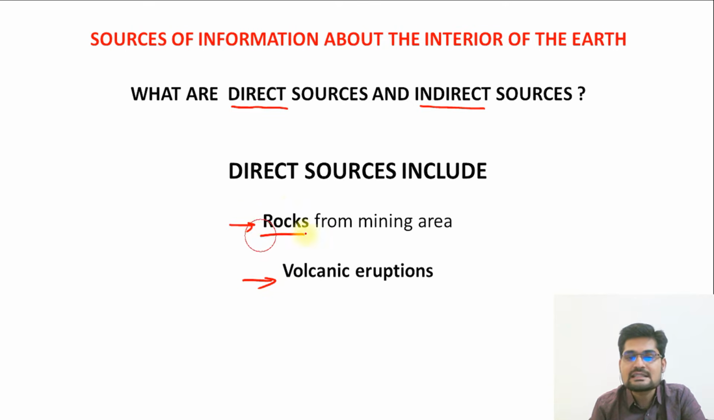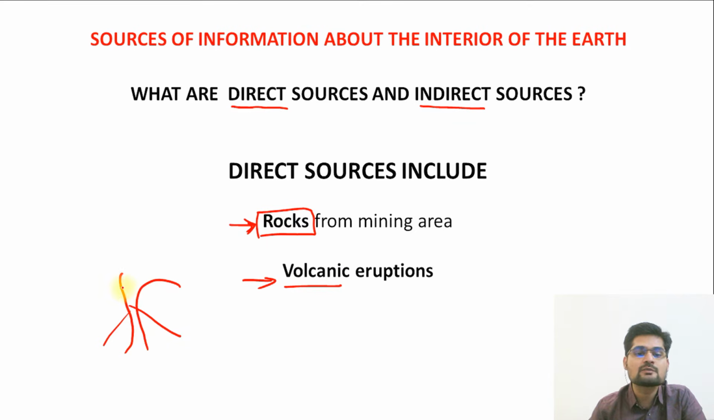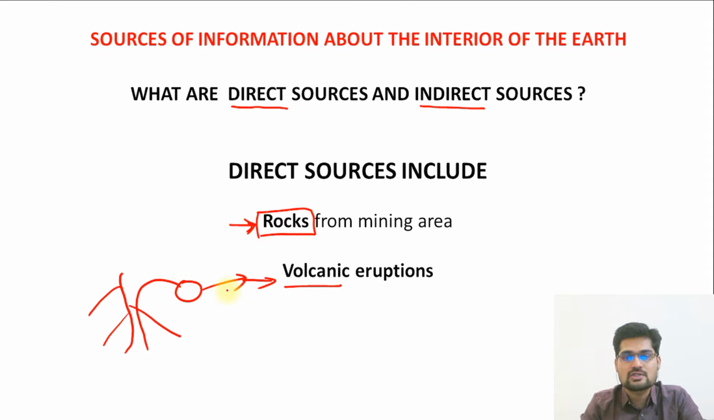So we can study the rocks in a mining area and understand how those rocks must have formed, about the cooling of the Earth millions of years ago and how gradually these rocks come up to the surface. Then volcanic eruptions. As we know, during a volcanic eruption, the material from the inside comes to the surface. So this material brings lots of information. That is why it is called a direct source.